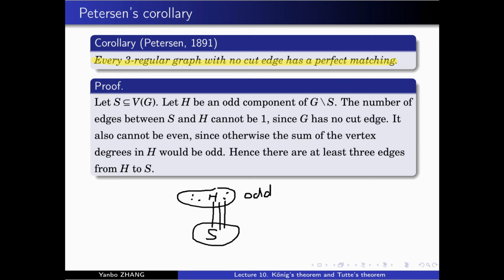Let's repeat it again. Let H be an odd component of G minus S. The number of edges between S and H cannot be 1, since G has no cut edge. It also cannot be even, since otherwise the sum of the vertex degrees in H would be odd. Hence, there are at least 3 edges from H to S.